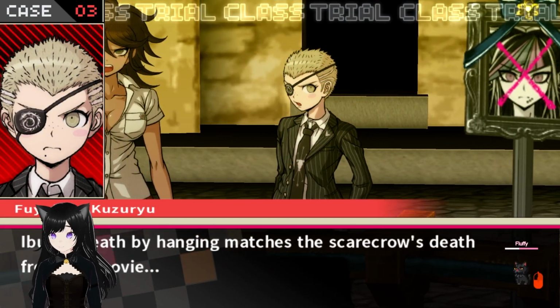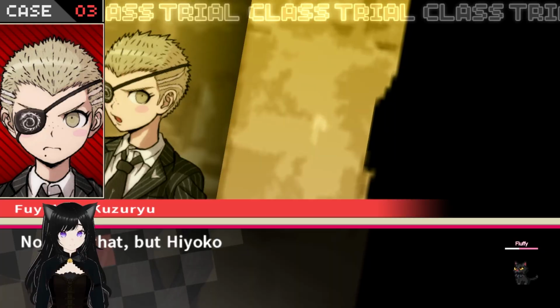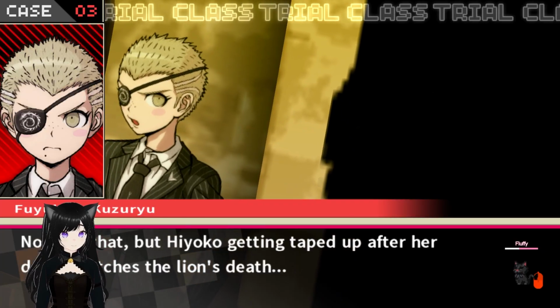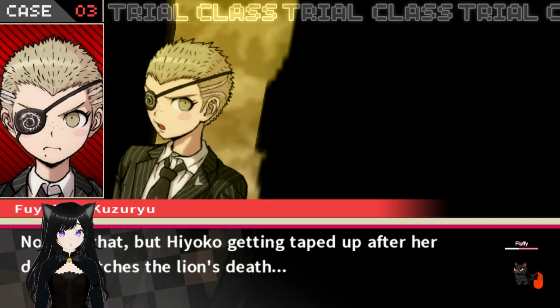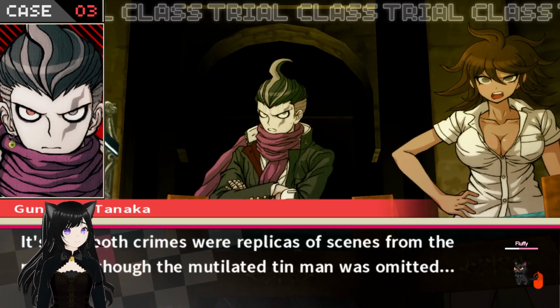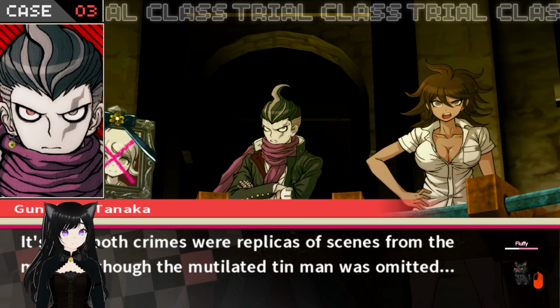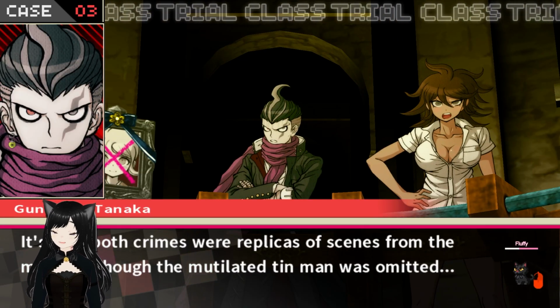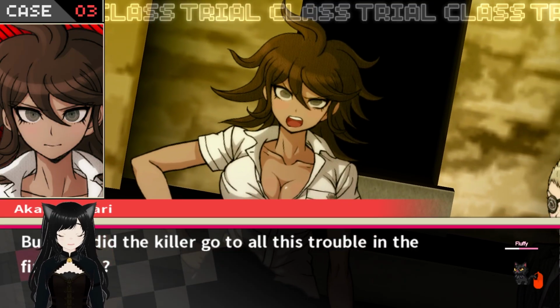Ibuki's death by hanging matches the Scarecrow's death from the movie. Right? Not just that, but Hiyoko getting taped up after her death matches the lion's death. Uh-huh. It's as if both crimes were replicas of scenes from the movie, although the mutilated Tin Man was omitted. Indeed. But why did the killer go to all this trouble in the first place? Right, that's what I'm wondering.